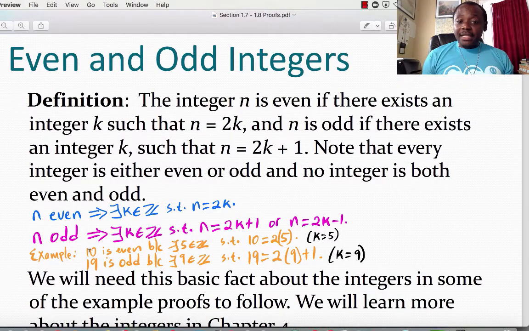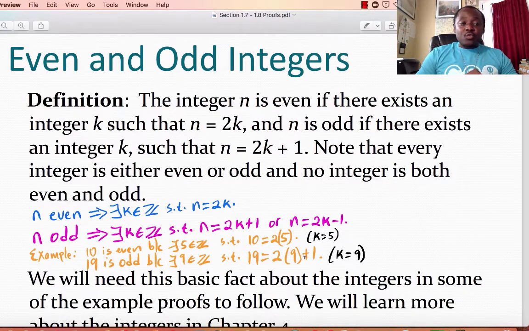For example, 10 is even. Why is 10 an even number? 10 is an even number because there exists an integer called 5 such that 10 equals 2 times 5. Here our k is 5. Why is 19 odd? 19 is odd because there exists an integer called 9 such that 19 equals 2 times 9 plus 1. Or we could say there exists an integer 10 such that 19 equals 2 times 10 minus 1. Okay, so you have to remember this.